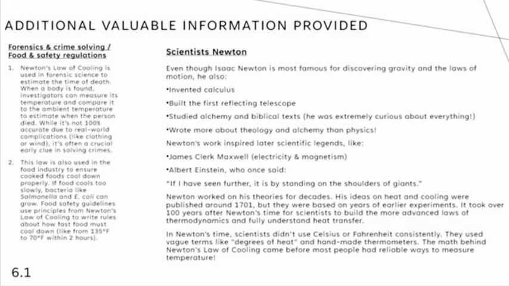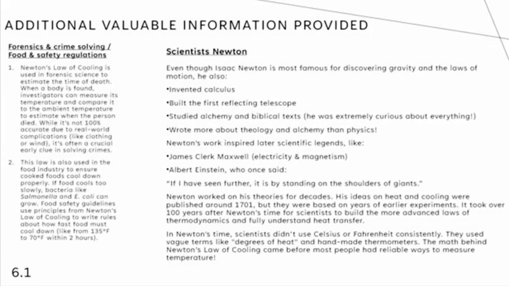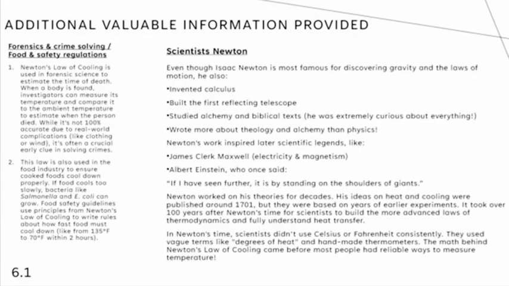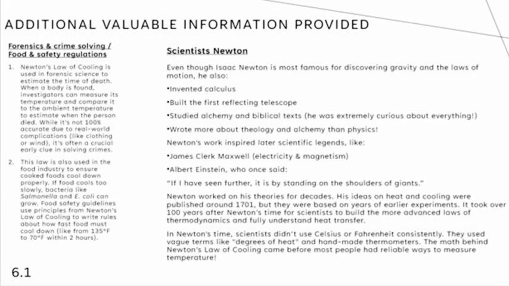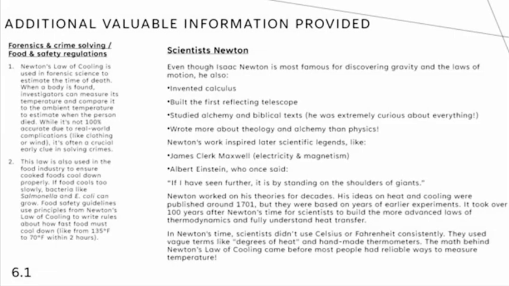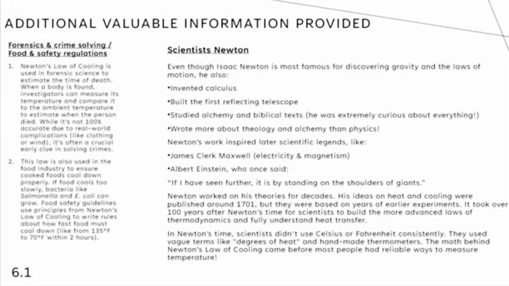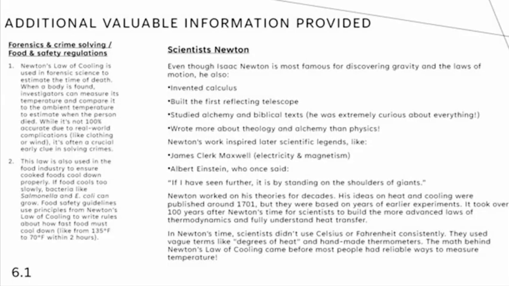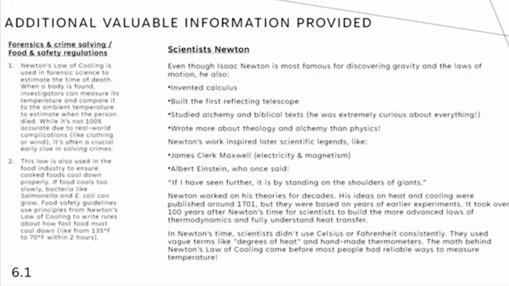In Newton's time, scientists didn't use Celsius or Fahrenheit. They used vague terms like degrees of heat and handmade thermometers. The math behind Newton's law of cooling came from before most people had reliable ways to measure temperature.